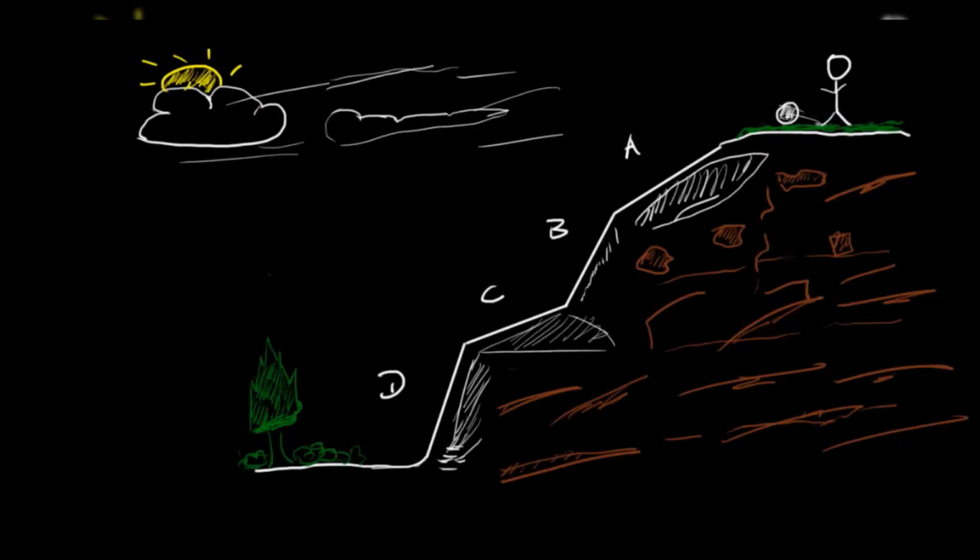Well, some people might be thinking, well, B looks pretty steep. And others might be saying, no, D looks steeper. But how can you know for sure? How do you measure steepness? We can do that by finding the gradient.